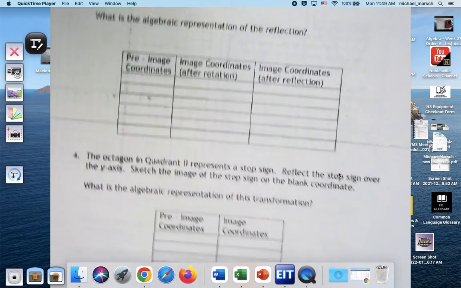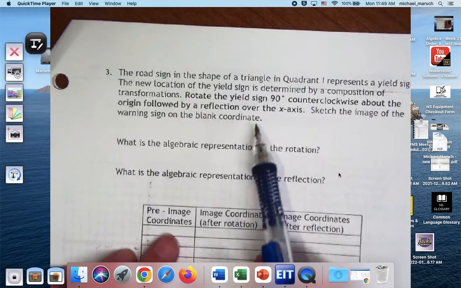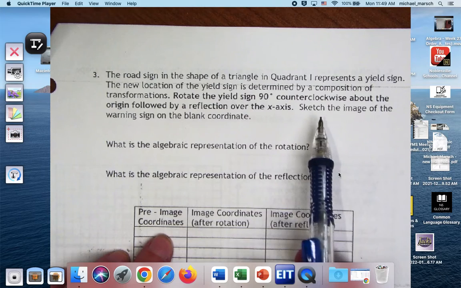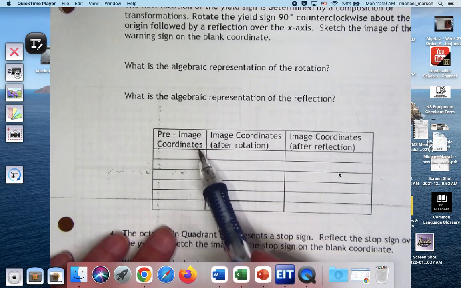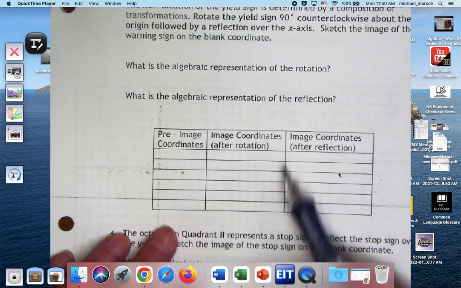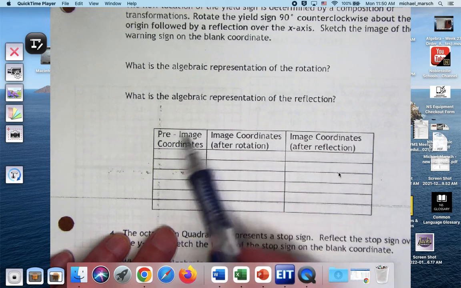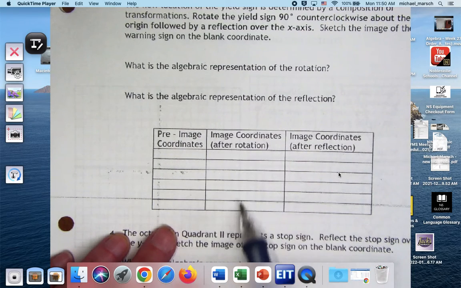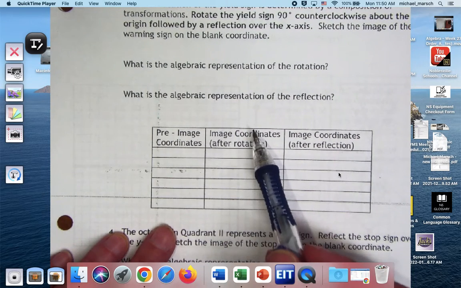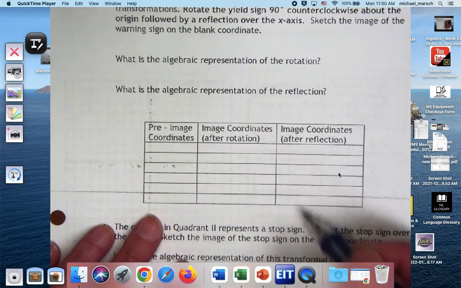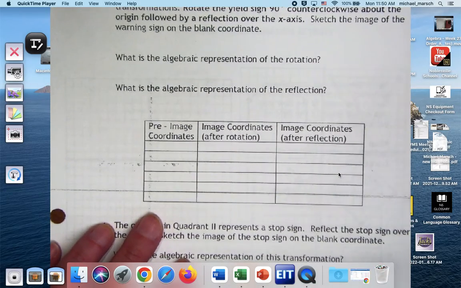And they want us to first rotate it 90 degrees counterclockwise and then reflect it over the x-axis. So we're going to have to do 2 things. This is the only one that we actually plot, okay? So we're going to first rotate it, then we're going to take these ordered pairs and do what we would for a reflection, and then this is what we're going to actually put on our grid, okay?